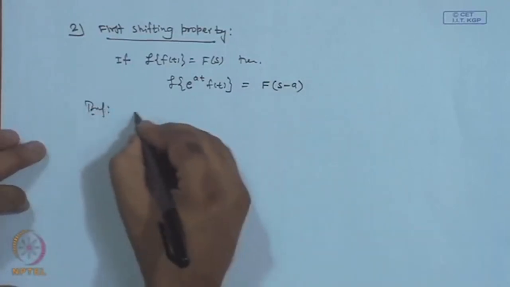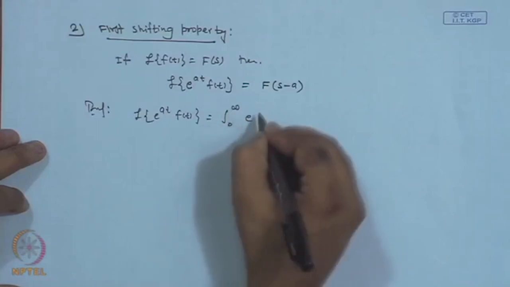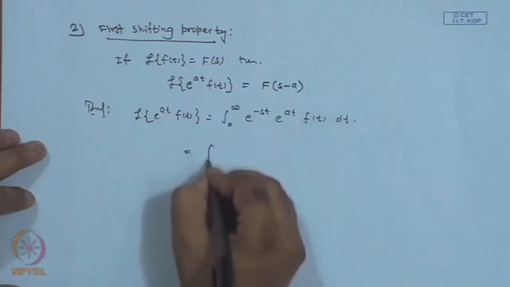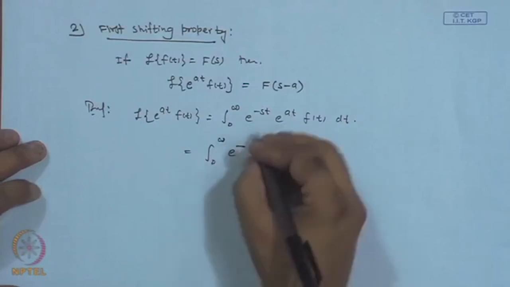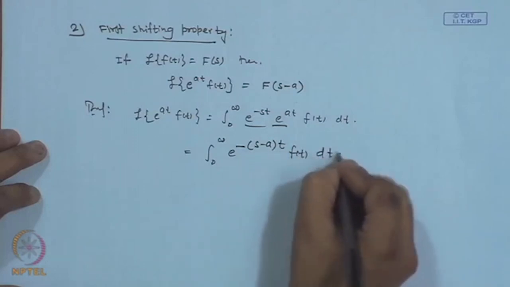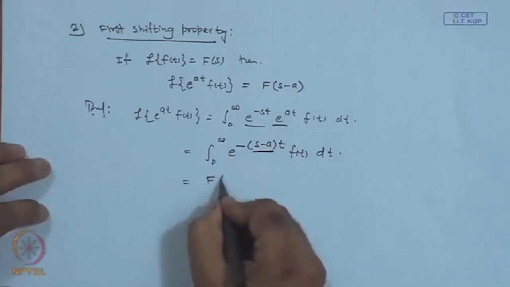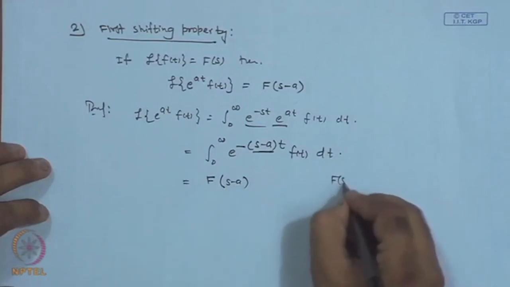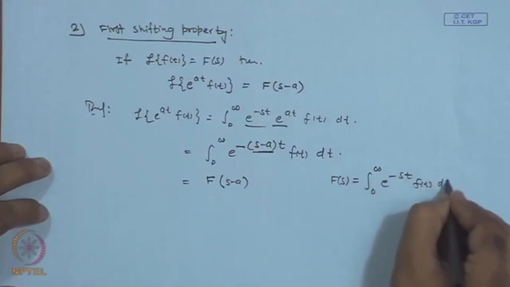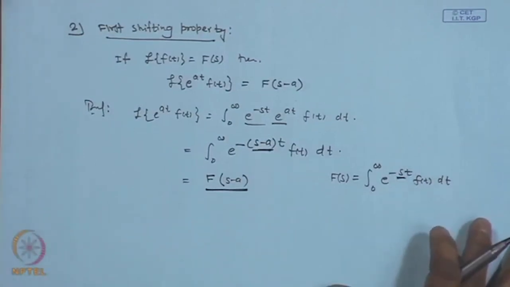The proof is simple. We start with the Laplace of e^{at} f(t), which is the integral from 0 to infinity of e^{-st} e^{at} f(t) dt, and this is the integral from 0 to infinity of e^{-(s-a)t} f(t) dt. We combine these into one exponent, and now as per the definition we have just, instead of s, s minus a. So this is F(s minus a), because remember our F(s) is the Laplace of f(t), that is the integral from 0 to infinity of e^{-st} f(t) dt. Just here s is replaced by s minus a. So we have F(s minus a).